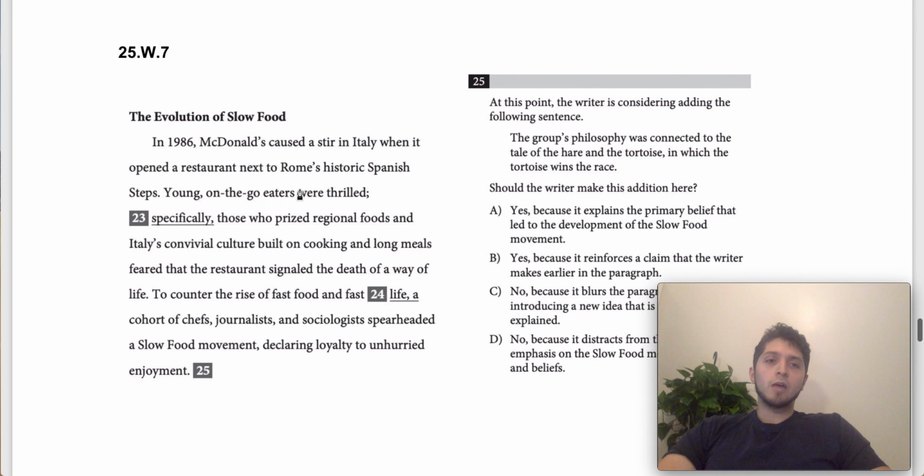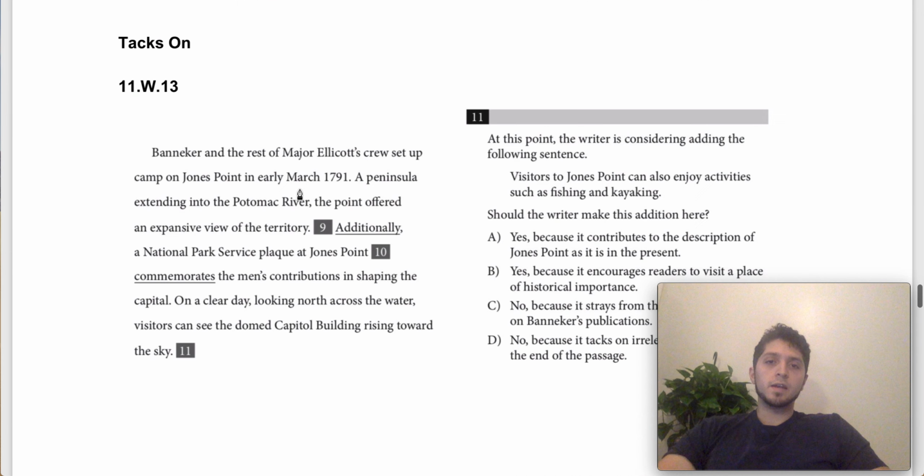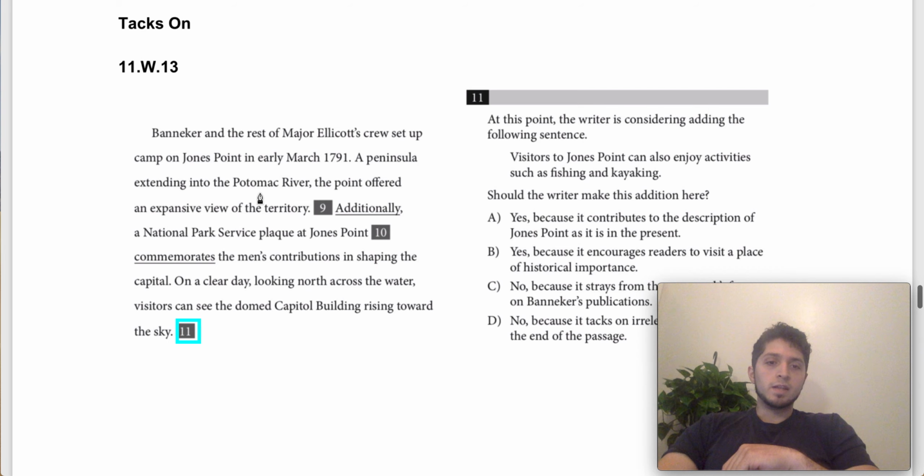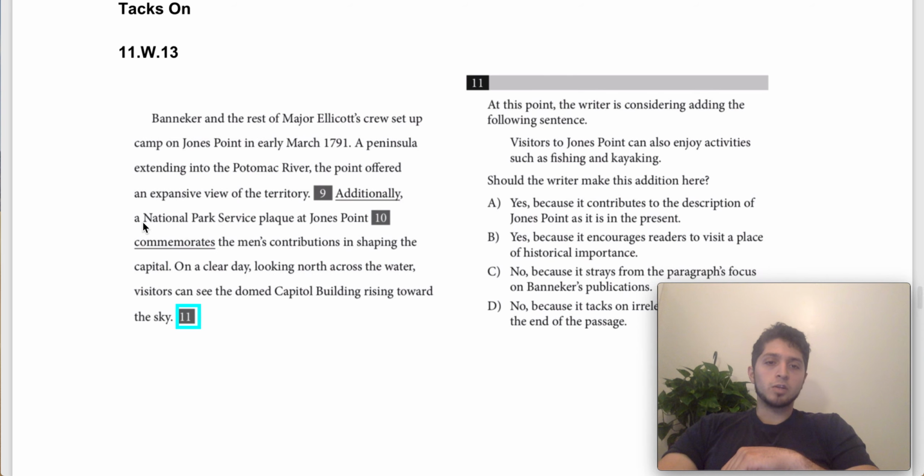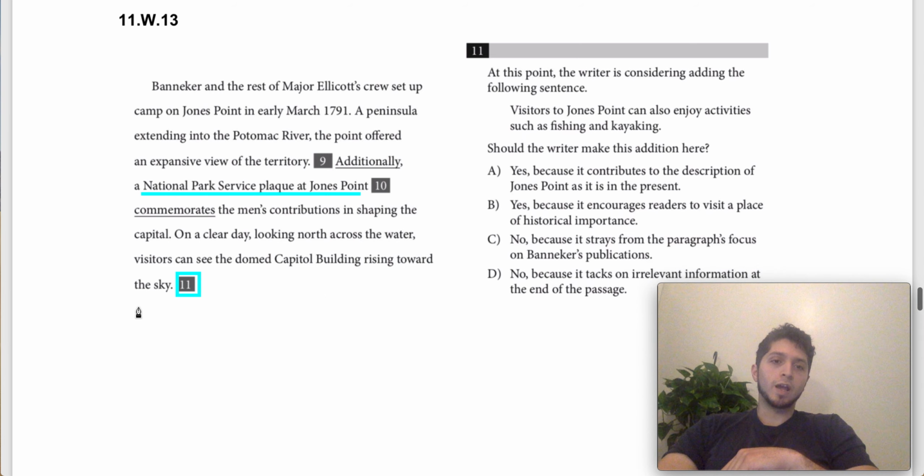So let's look now at tacked on. So this is question 11. It says visitors to Jones Point can also enjoy activities such as fishing and kayaking. And what they want to do is put it right here at the end of this paragraph. So let's see, what is this paragraph about? This paragraph is basically about Jones Point. It's about the peninsula that's set up. It's about the fact that there's a National Park Service plaque at Jones Point. And on a clear day, looking north across the water, visitors can see the domed Capitol building rising toward the sky.